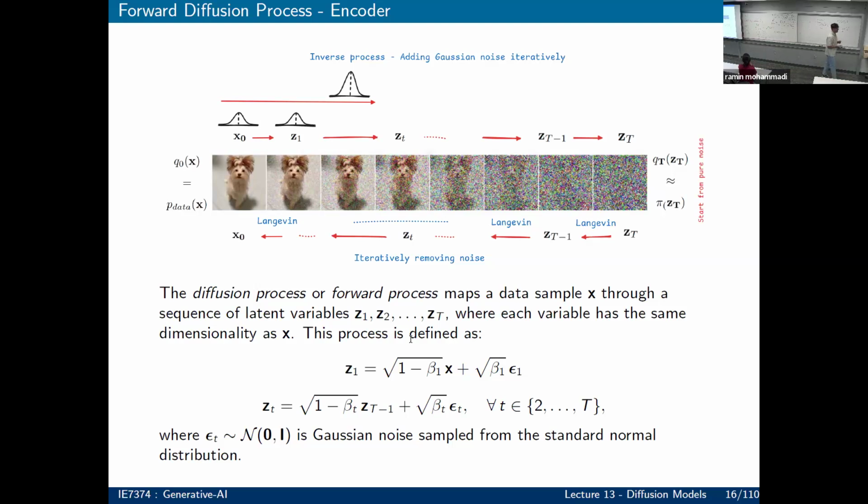Now if you go to other time steps, z_2 through the end, the value is no longer only with respect to x; it becomes with respect to the previous time step, which is the Markovian part of it. And again, this is a Gaussian term.